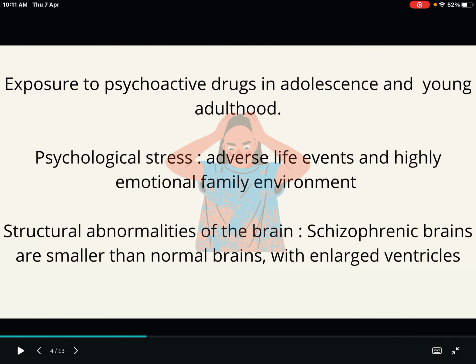What are the other factors? Exposure to any psychoactive drugs during the adolescence or young adulthood. Any psychological stress like any adverse life events and highly emotional family environment, etc. And also structural abnormalities of the brain. The schizophrenic brains are smaller than normal brains with enlarged ventricles. That is a characteristic finding that we are seeing in schizophrenia patients.